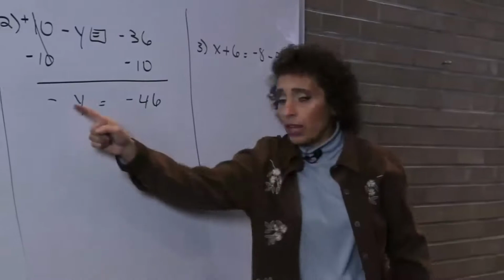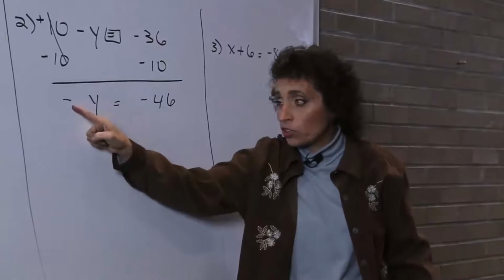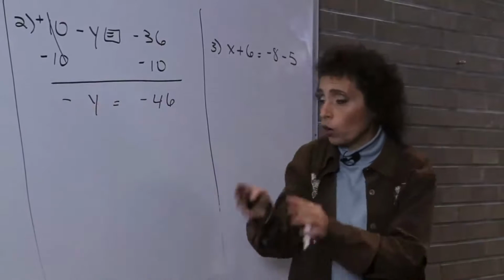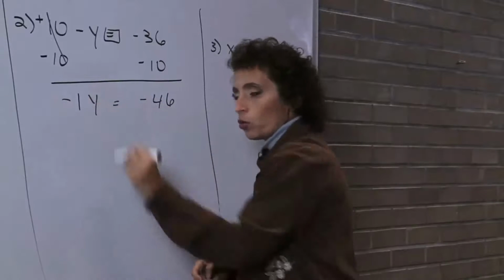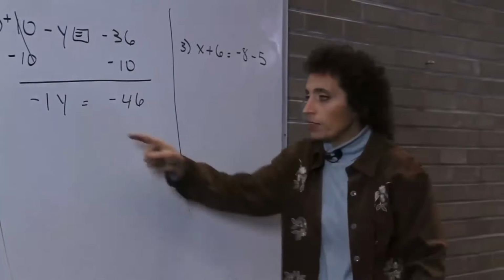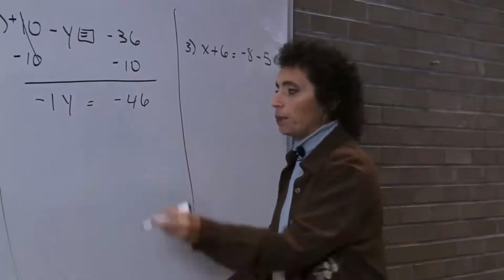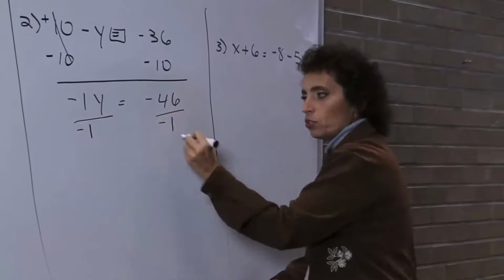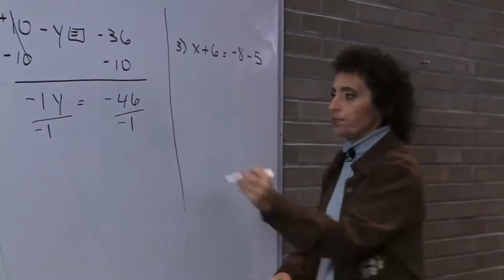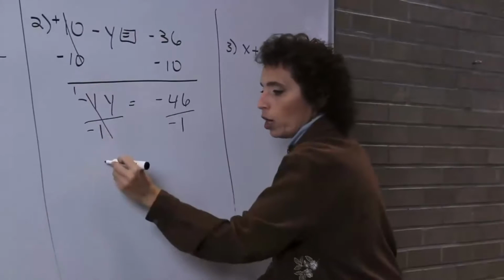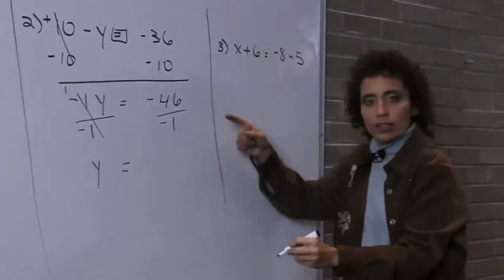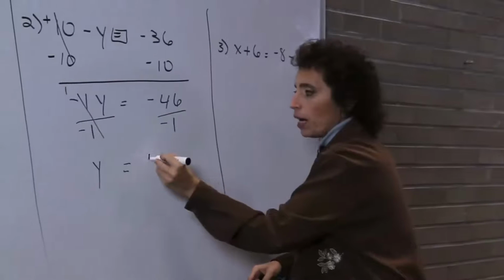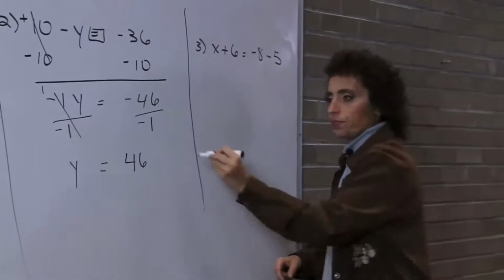Now remember, I'm not done here, and the reason I'm not done is because this has to be just a regular y, 1y. This is really a negative 1y. So again, I'm attached by multiplication. I've got to do the opposite of multiplication, which is division. I divide that by negative 1, so I divide that side by negative 1. This gives me 1y, or just y, equals a negative divided by a negative is a positive 46.